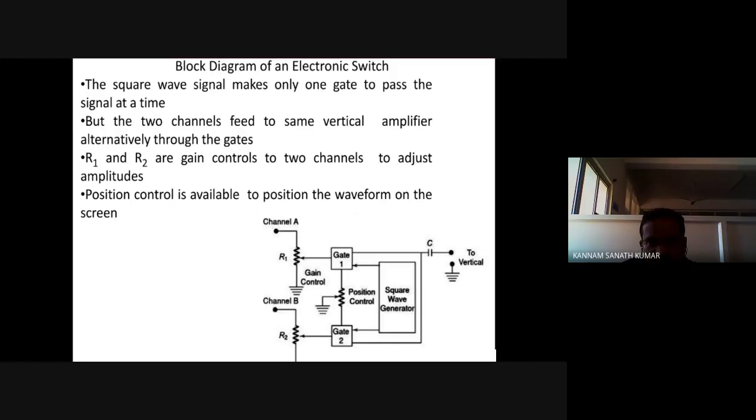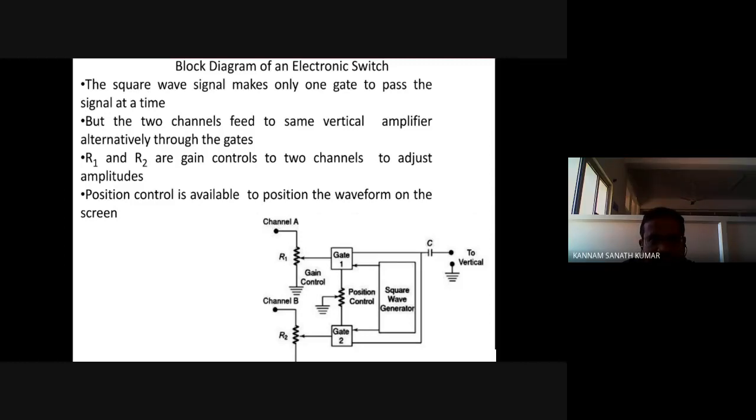So either it is 1 or 0, only one signal is given to the vertical amplifier at a time. But the two channels feed the same vertical amplifier alternately through the gates. Two channels are fed to the vertical amplifier.